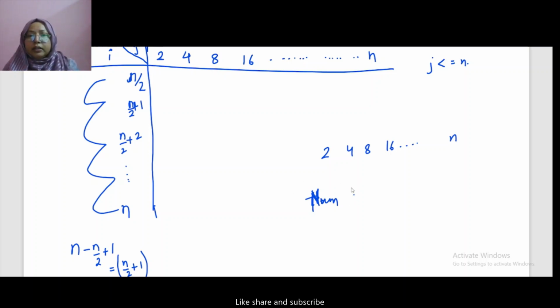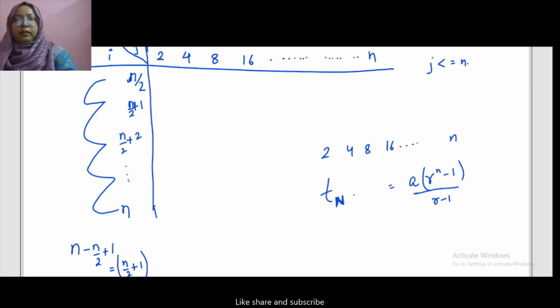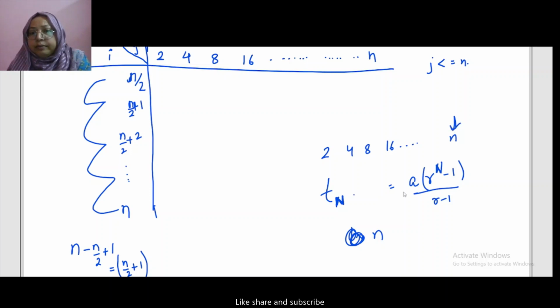We know the sum of a GP series. In GP, we know that Tn is found using a(r^n - 1)/(r - 1). Here the nth term, suppose it is n, we don't know it. Here N will be your capital N, and the nth term is n. So a(r^N - 1)/(r - 1).